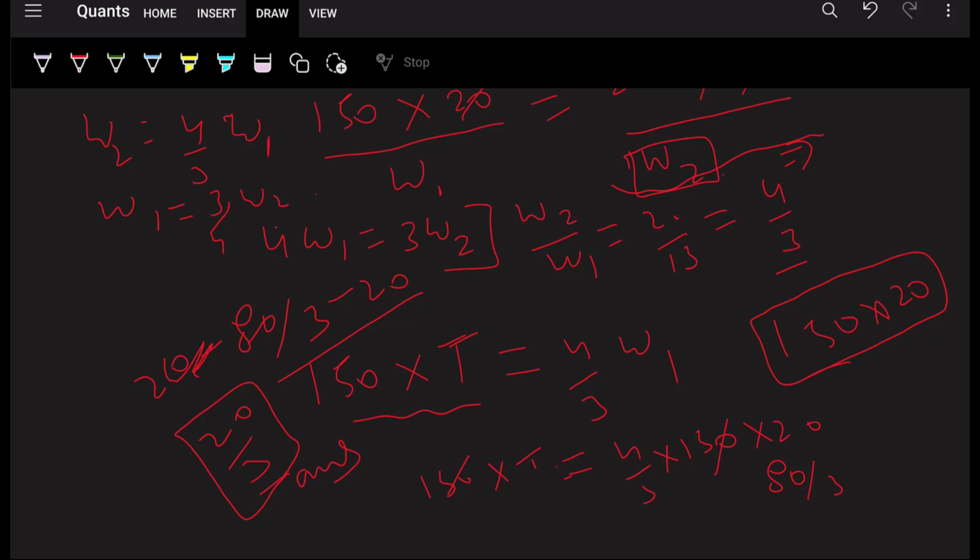Okay, so 150 into t is equal to 4 by 3 into 150 into 20. So t will be 4 by 3 into 20, which is equal to 80 by 3 days. So now the remaining work will be completed in 80 by 3 days. Earlier it was completed in 20 days, and now it is completed in 80 by 3 days.